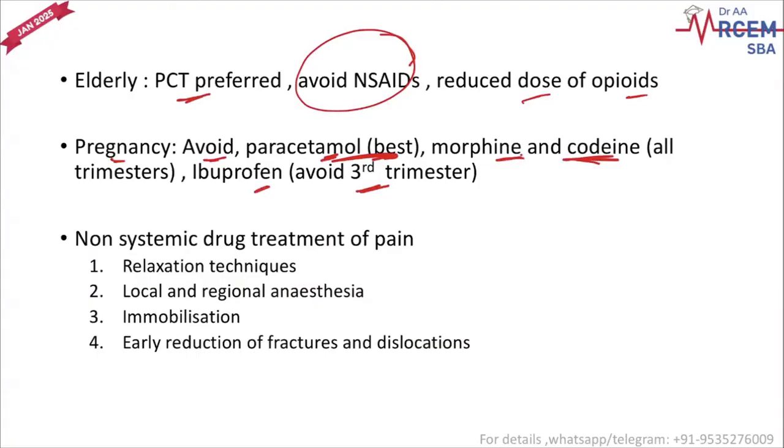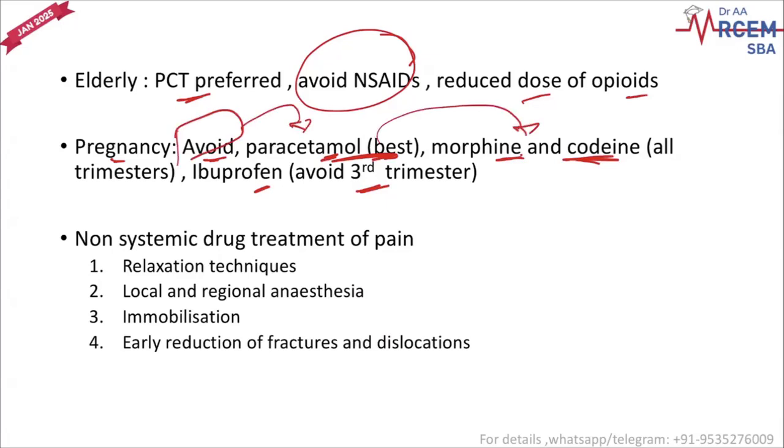Otherwise do not give morphine and codeine. It has a respiratory depressive effect and it can cause intrauterine growth retardation. Those kinds of complications can happen because of morphine and codeine, so it is not recommended. If you're forced to give it, you will be choosing one of these. The preferred one is always to avoid drugs. The second preferred one is paracetamol. The third preferred one is to directly go ahead with the opioids.